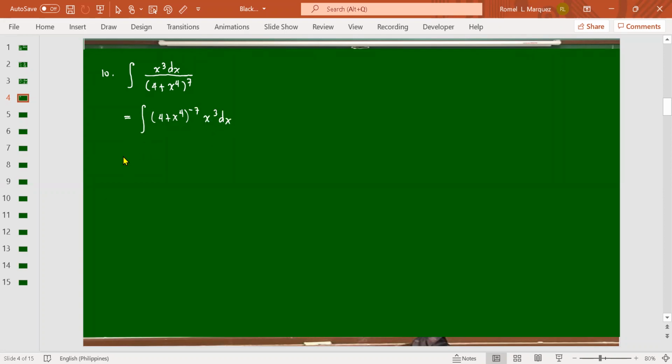So we identify our u as what, guys? 4 plus x to the 4th, right? Our n is -7. So as long as n is not equal to -1, we are allowed to use it. So again, what is not allowed for n? -1. So since it's not -1, we accept.